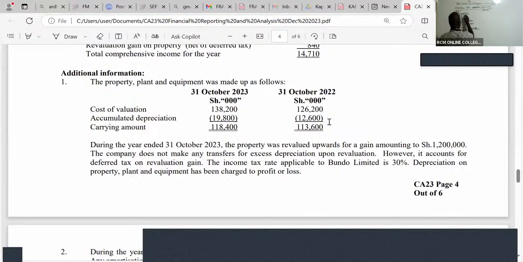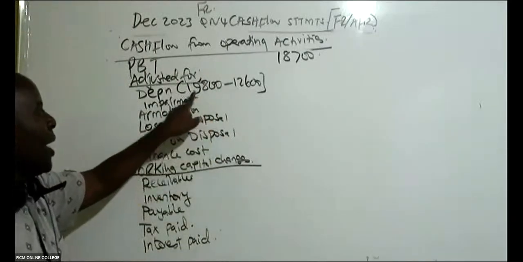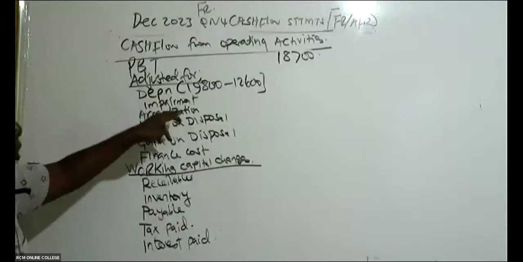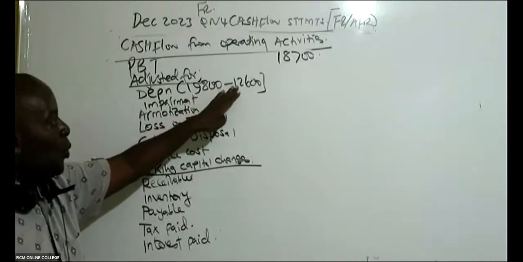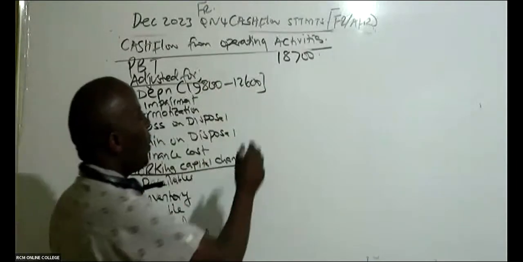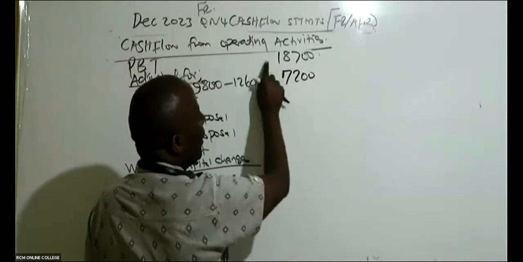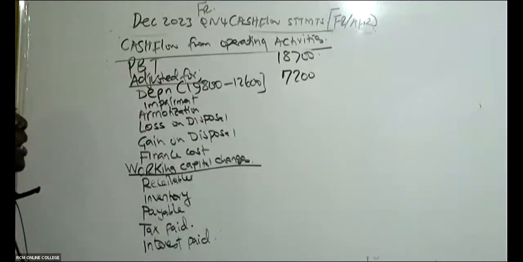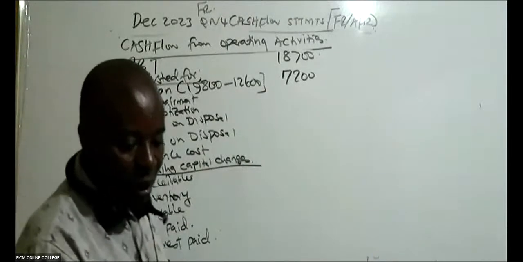So in this case here, under depreciation, we are taking 19,800 minus 12,600. Because remember, the depreciation that I'm working with here should be the depreciation for the year. We're making yearly adjustments here. So by the end of 23, it was this. By end of 22, it was this. So that increase, then automatically this will be 7,200. This is what you charged to the current year's profit and loss, 7,200.